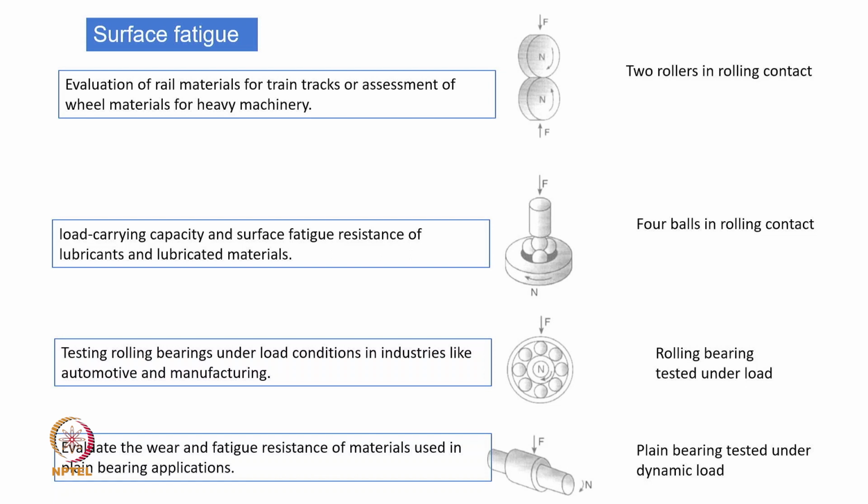One more thing comes about the surface fatigue. Surface fatigue, we have a number of configurations. We have a two roller configuration, we have a 4-ball tester, we have the rolling element bearing tester, we have plain bearing setups. So these kinds of setups can be utilized for the surface fatigue testing, and we can really figure out what will be the behavior of surface fatigue.